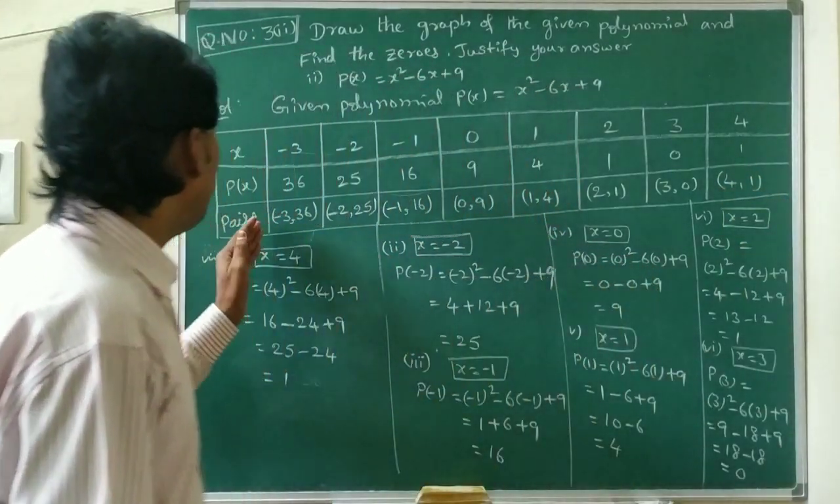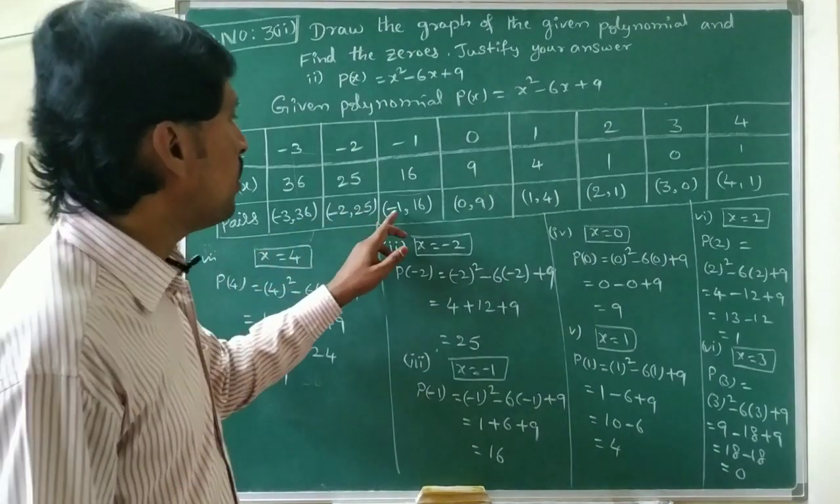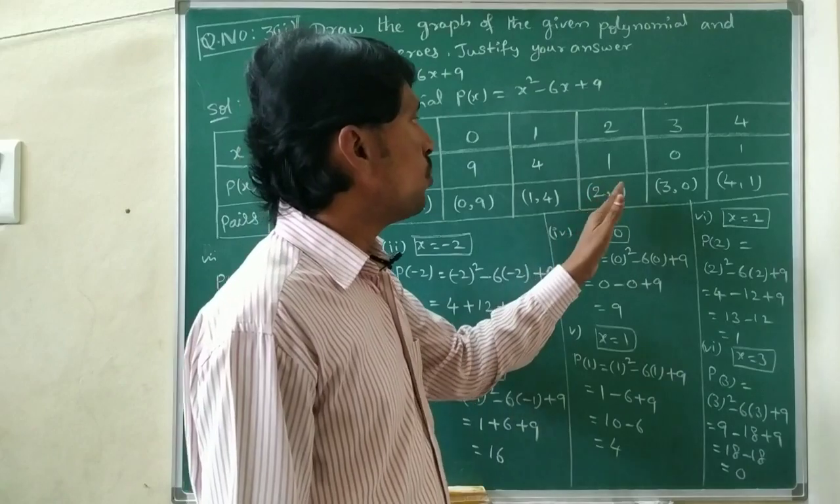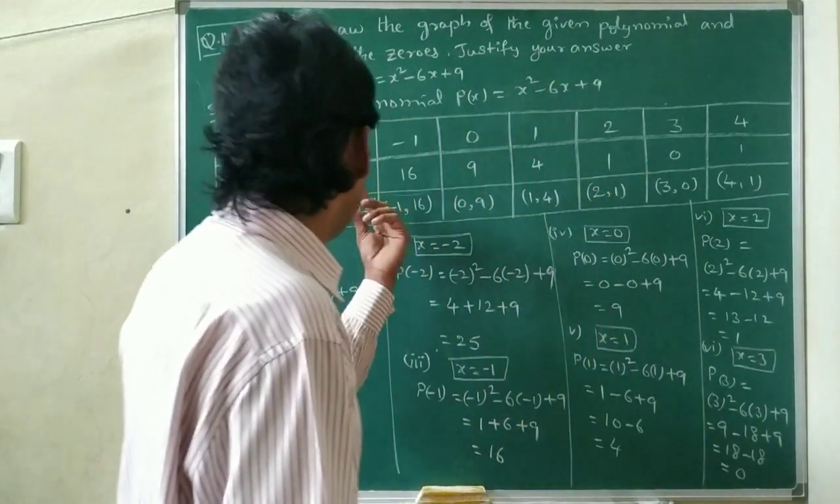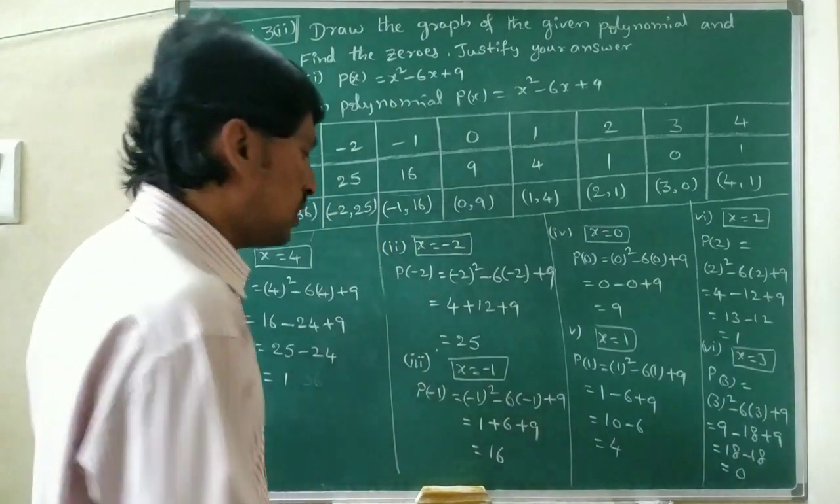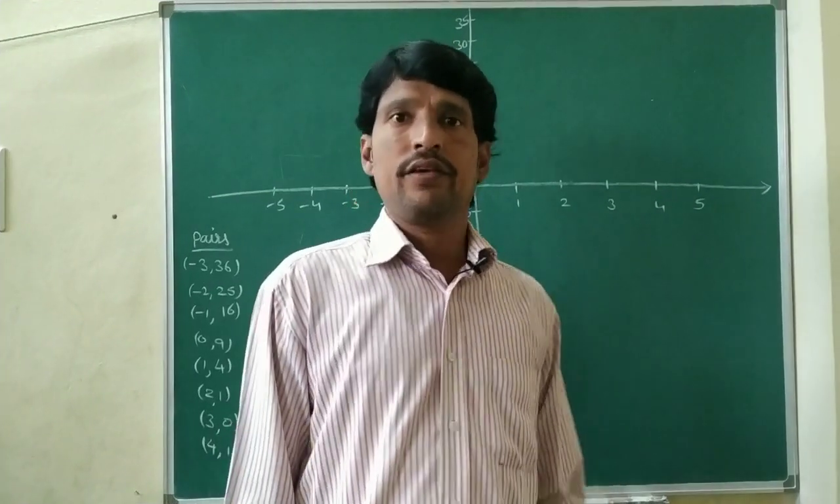Now all these pairs: minus 3 comma 36, minus 2 comma 25, minus 1 comma 16, 0 comma 9, 1 comma 4, 2 comma 1, 3 comma 0, 4 comma 1. All these pairs we can plot on the graph. We are getting the curve. Let us see the graph.